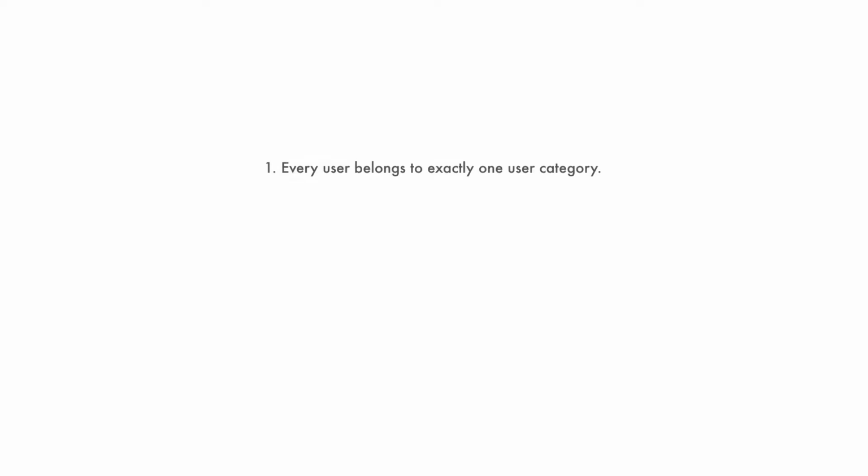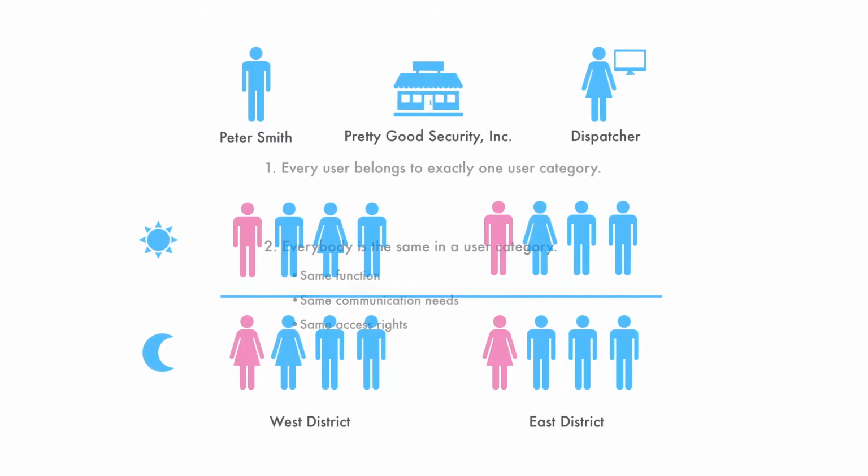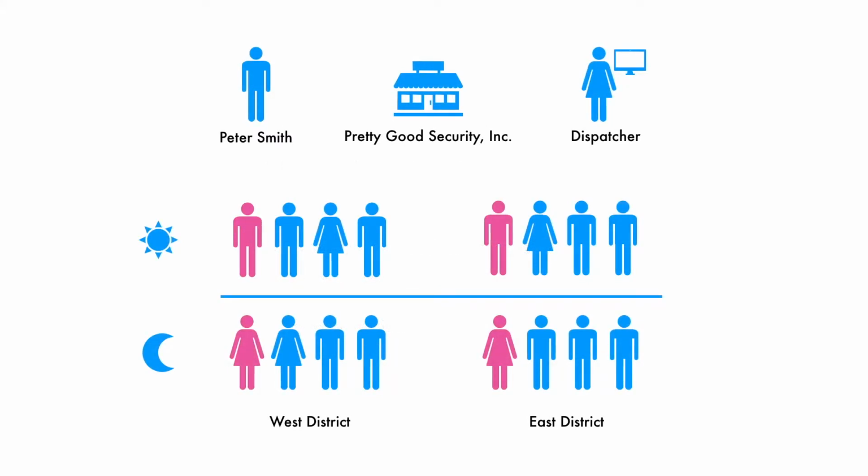Rule number 1 is to only give 1 user category per user. Rule number 2 is that everybody is the same in a user category. That is, users of the same user category should have the exact same function, communication needs and access rights. Keeping these rules in mind, how should we set up user categories in our example?